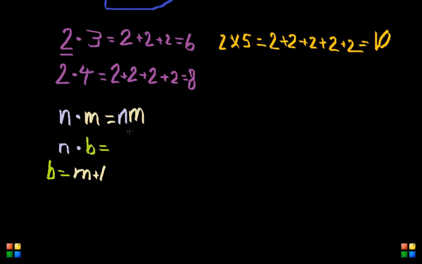So, this means the result of n times b is equal to n m plus another n plus one more n. This is a property of multiplication. So you can see that going on right here.